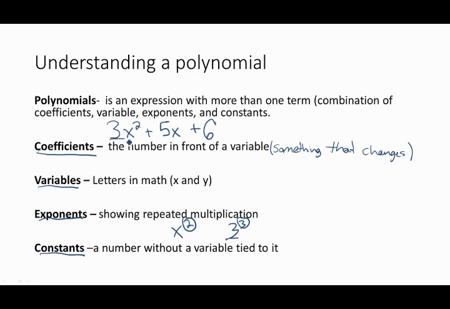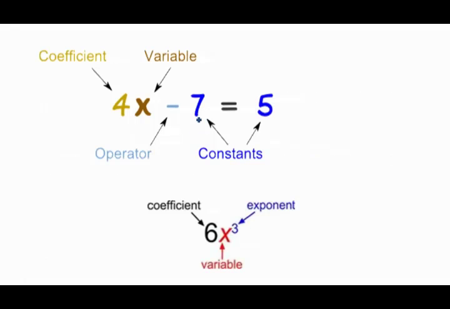So here in this polynomial, you see that these numbers, these coefficients, have a variable tied to them. There's an x squared up against it. There's an x against this 5. Well, this is a constant number. It's always going to be 6 no matter what.